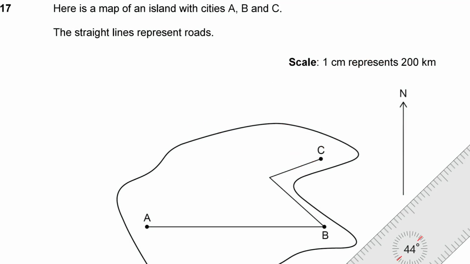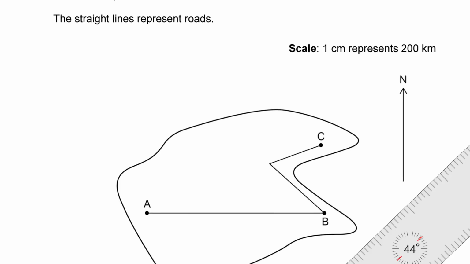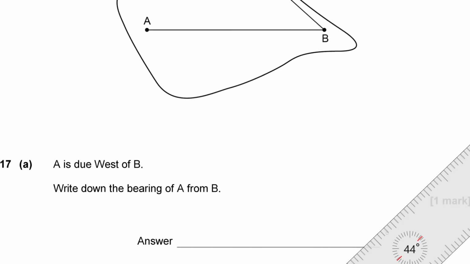Okay, question 17. Here is a map of an island with cities A, B, and C. The straight lines represent roads. And we've got a scale on the side. We've got 1 centimeter represents 200 kilometers. A is due west of B. Write down the bearing of A from B. So A is due west of B. Write down the bearing of A from B.